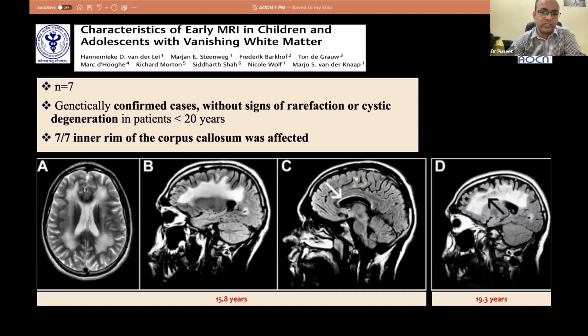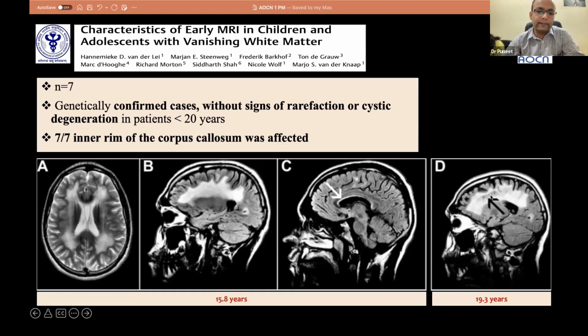And all these patients were less than 20 years of age. In all 7 of these patients, they found that the inner rim of the corpus callosum was affected. As in this case, this is a 15-year-old patient in whom there is more affection of the deep white matter. The same thing is visible on the sagittal section. On the sagittal FLAIR section, there is selective involvement of the inner rim of the corpus callosum. 4 years down the line, at 19 years of age, this child does show cystic changes which have now appeared.